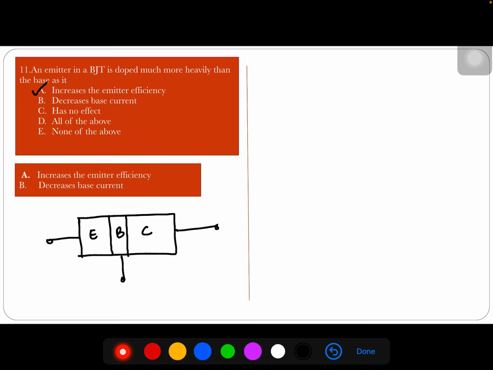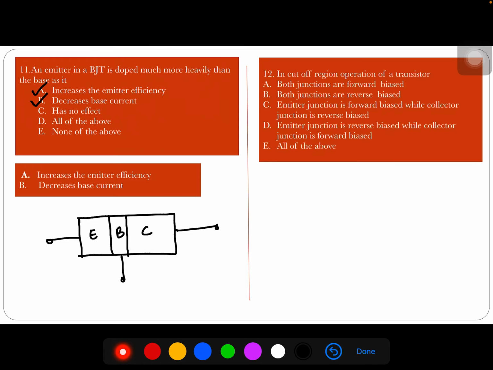That is absolutely correct. And base current will also be reduced, because more charge carriers will pass from the emitter to the collector through the base, and the base is made such that it will avoid recombination. So base current will always decrease. So both options A and B are correct.